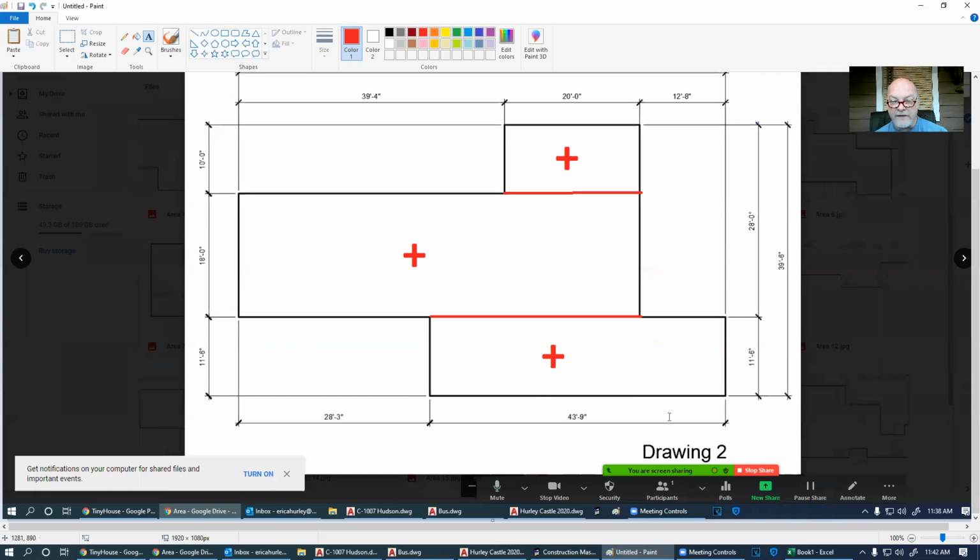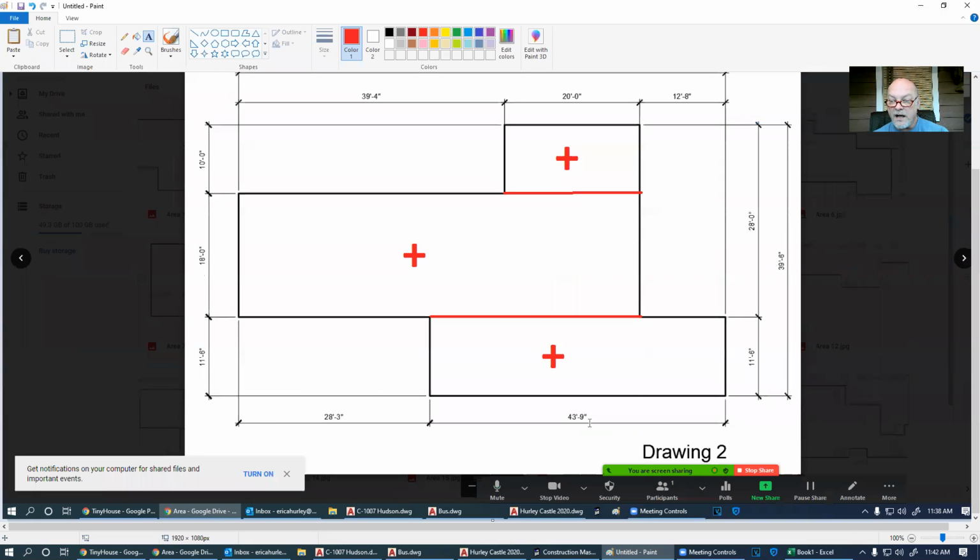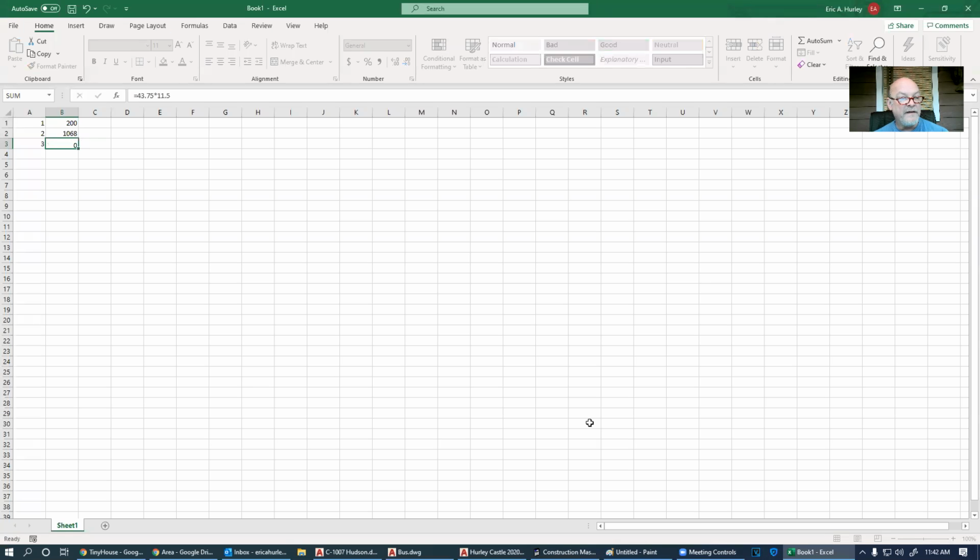And then I go down here to this last one. It's 11.6 by 43.9. So equals 43.75 times, what did I say? 11.5. And then that gives me those. And then just basically hit the auto sum, and it'll add all those together for you. And so you want to go to 2 decimals.